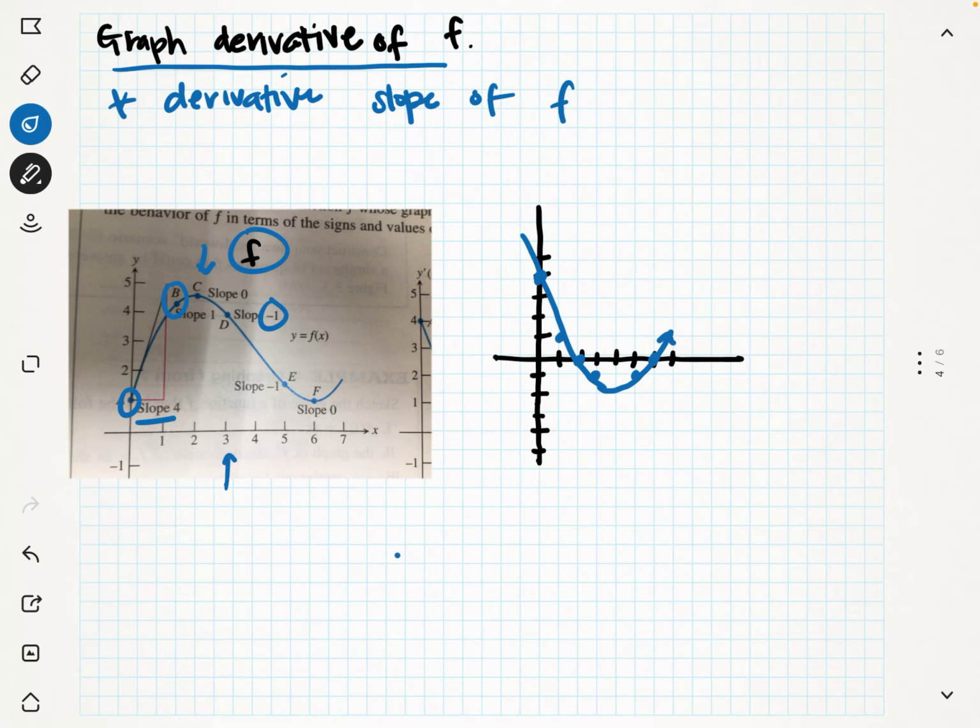Okay, so again, the important thing to remember is they're giving us f. They want us to graph f prime, or the derivative of f. So all we're doing here is plotting the slope of f, the original function, at each x value. So that's what it's asking us to do. And we can do this because we know that the derivative function is the slope at every value of x for our original function.